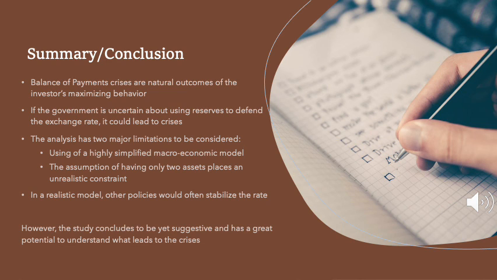The second limitation is that the assumption that only two assets are available places an unrealistic constraint on the possible actions of the government, because the only way it can peg the exchange rate is by selling its reserves. Thus, in a more realistic model, there could be other policies to stabilize the exchange rate, such as open market sales of securities or intervention in the forward market. Despite these limitations, the analysis is suggestive and does help explain why efforts to defend fixed exchange rates so often lead to crises.